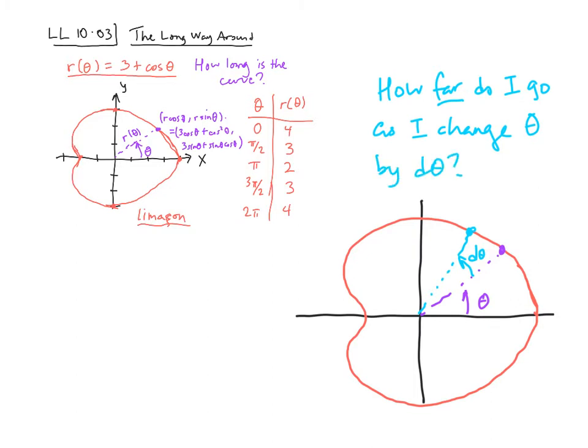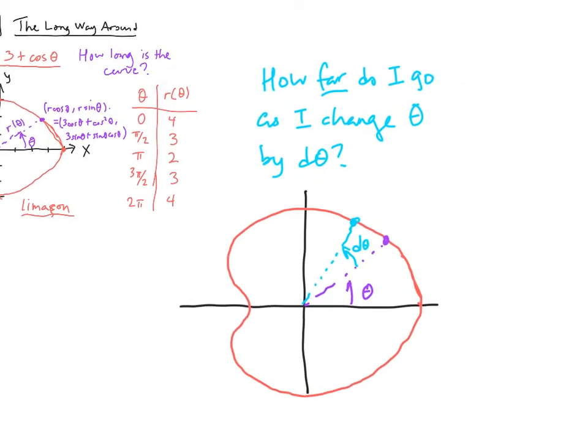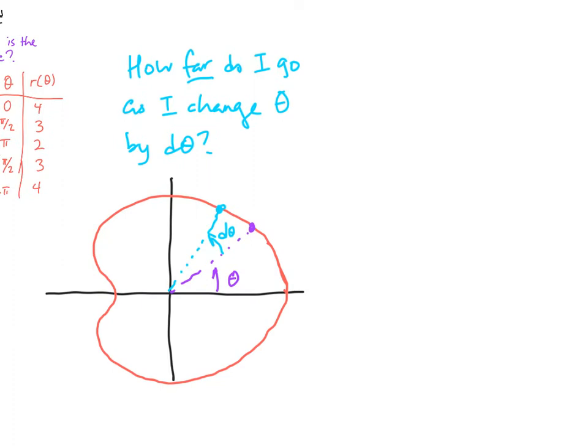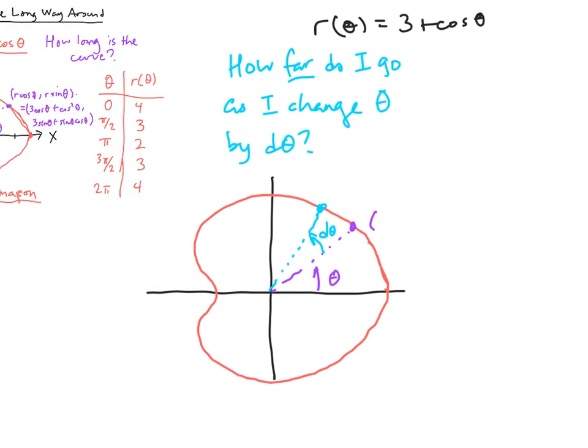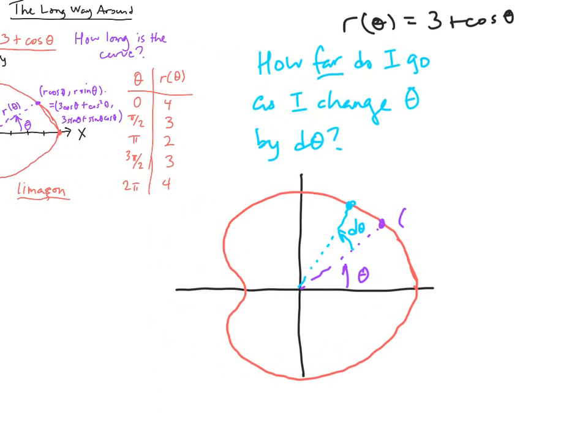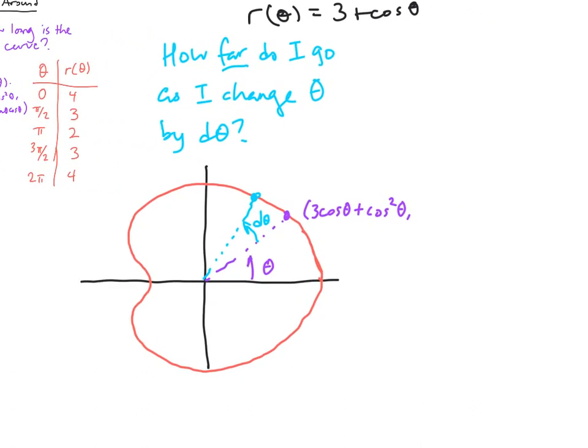All right. So now to think about this, first of all, I'm going to rewrite my function here so I have that at hand. R of theta equals, let's see, that was 3 plus cosine theta. All right. Now I started here at the point, you'll recall this was, what was it? Let me just look. There it was. It was 3 cosine theta plus cosine squared theta, comma. Okay, I'm going to move that back now. And the other coordinate was 3 sine theta plus cosine theta sine theta.